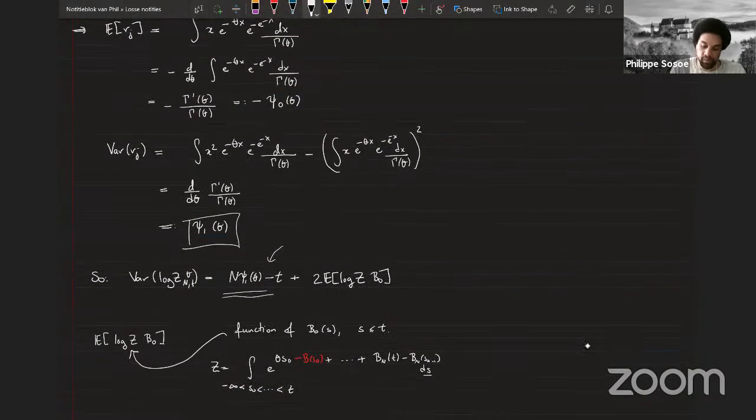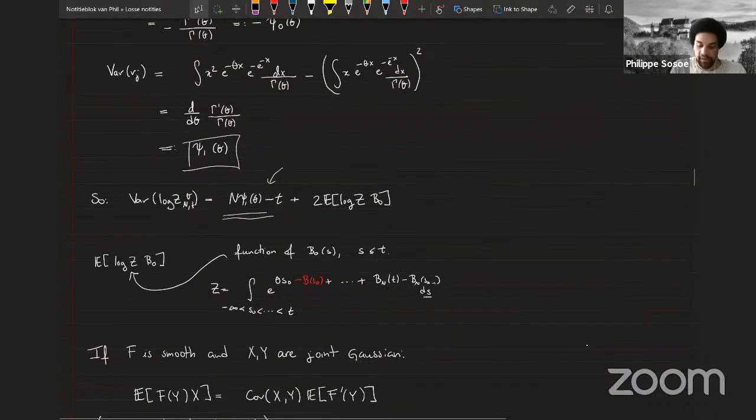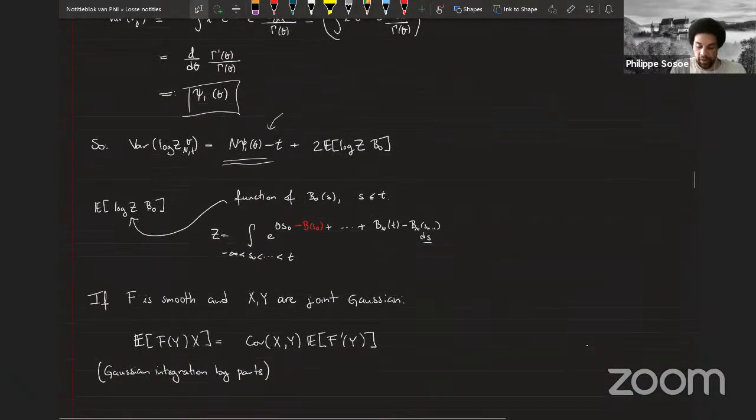So really what we're concerned with is the second term, this expectation of log Z times B_0. How do we understand this? Remember, what is log Z? It's a partition function for the stationary polymer. And the way we're going to massage that term, or try to make progress, is by using Gaussian integration by parts.